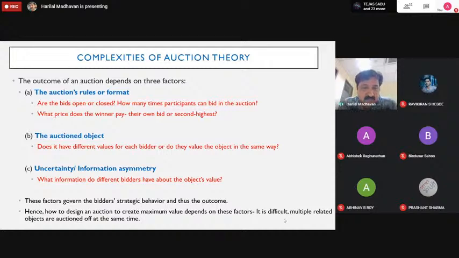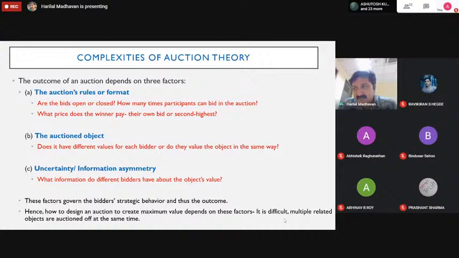So the auctioned object is one important factor, and the third one is the information that is available to them regarding that particular product, what the real value of that object is in bidding.